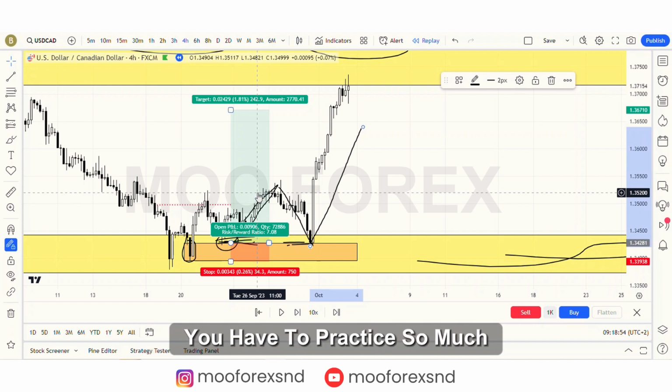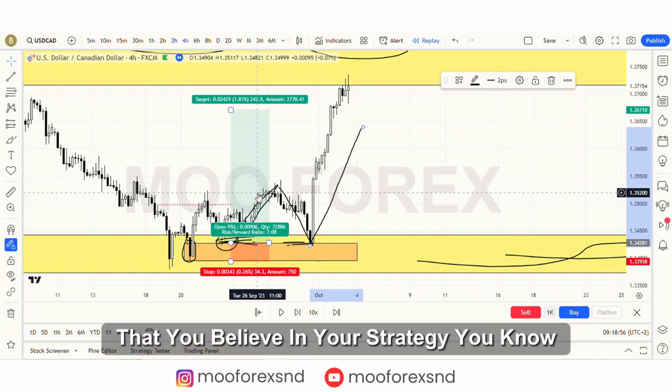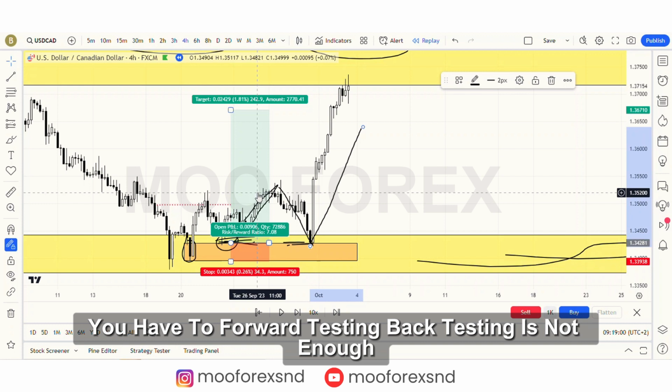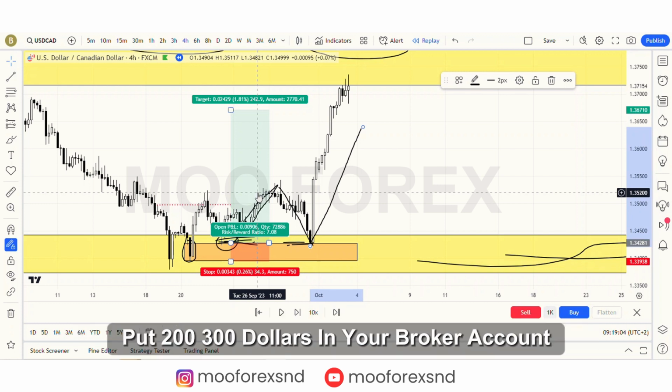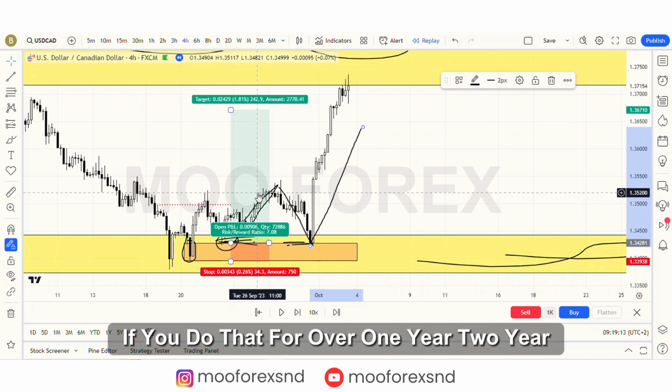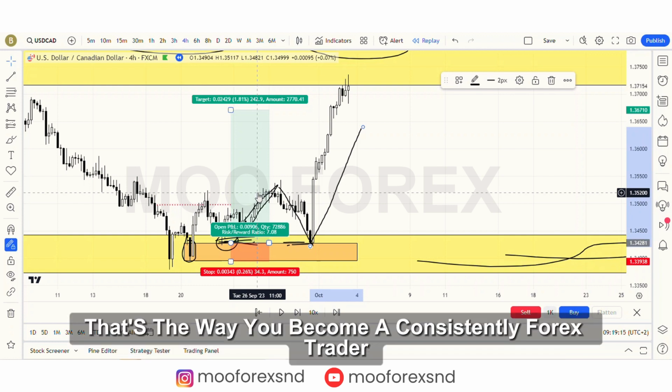You have to practice so much that you believe in your strategy. You have to forward test it. Back testing is not enough. You have to forward test. Put $200 or $300 in your broker account and just take 0.01 lot. And that's the way, guys. If you do that for over 1 year, 2 years, that's the way you become a consistent forex trader.